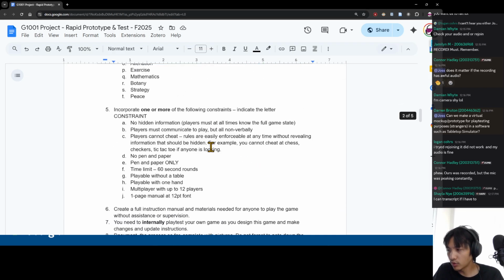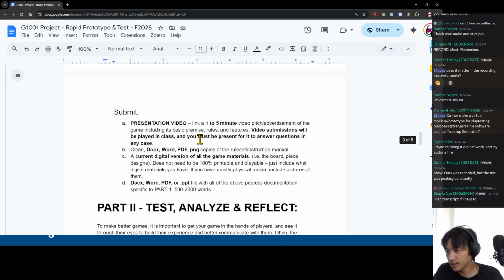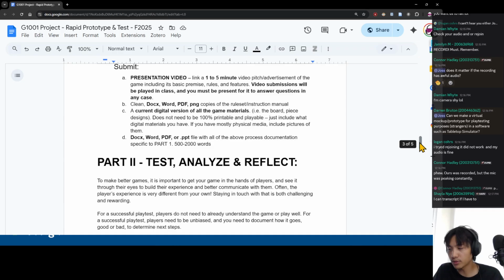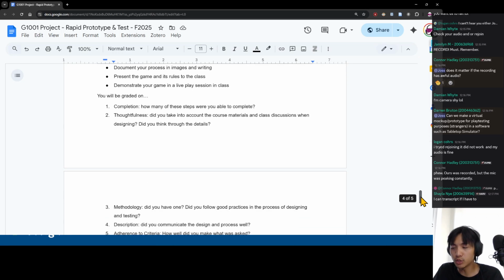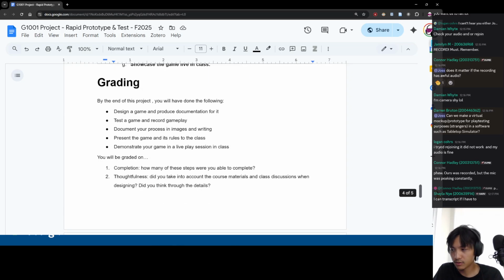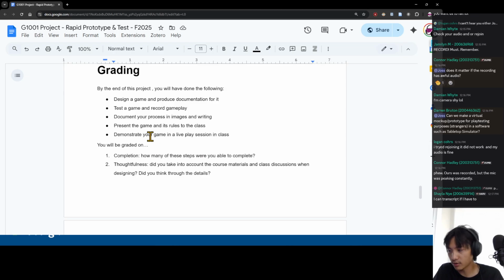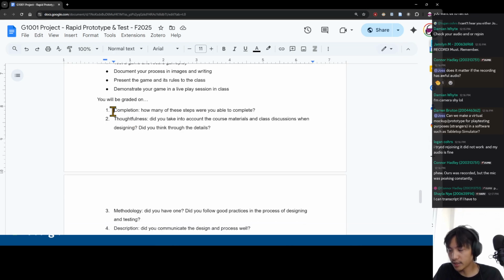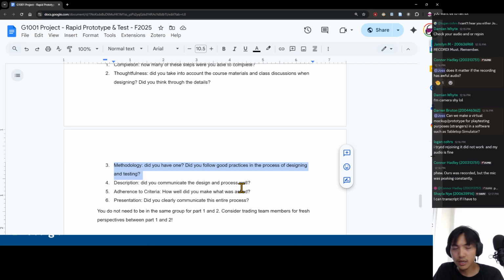Remember, it said we were looking for methodology. Methodology is how you proceed. It's not just what is your game in the end, it's how did you get there, right? We're looking for how did you get there. You're going to be graded on, yes, did you do the steps? Yes, did you think it through using the concept that we had in our class to apply good game design techniques? But also your methodology. Did you follow good practices in the process of designing and testing?